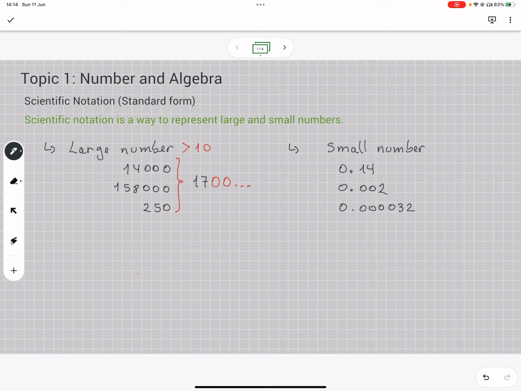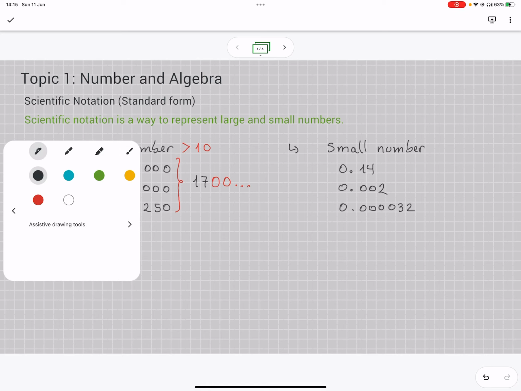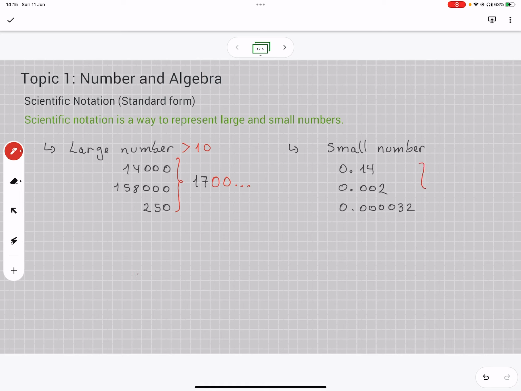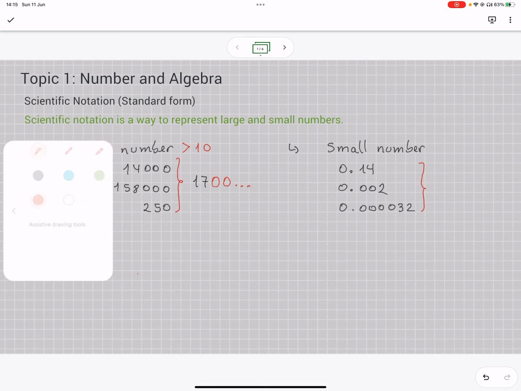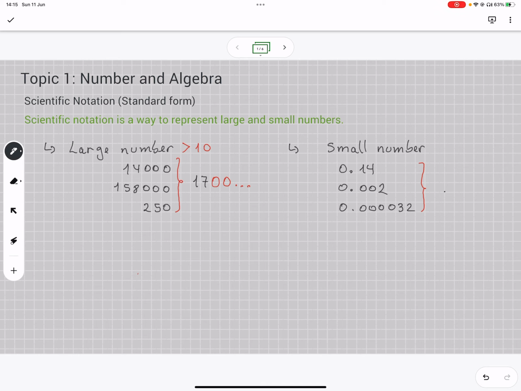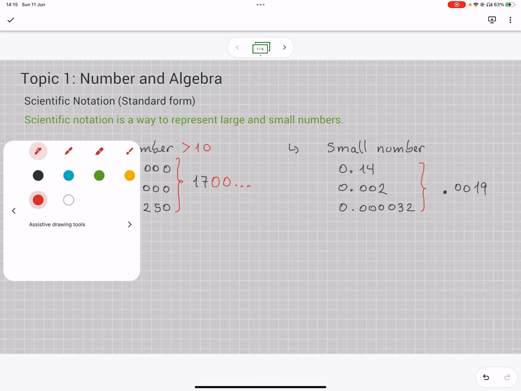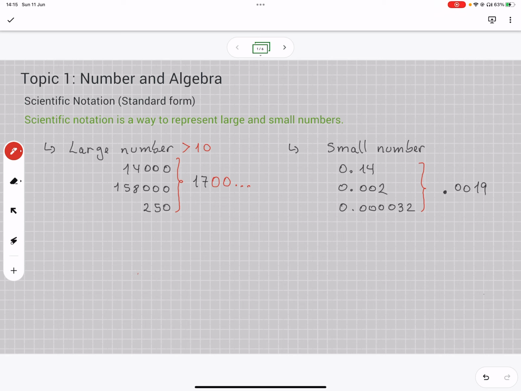They are small numbers. So a small number is a number that is written after the decimal point. So I put the decimal point followed by different digits, like 0.0019. That's a small number. So I'm going to say that a small number is a number that is bigger than 0 but smaller than 1.